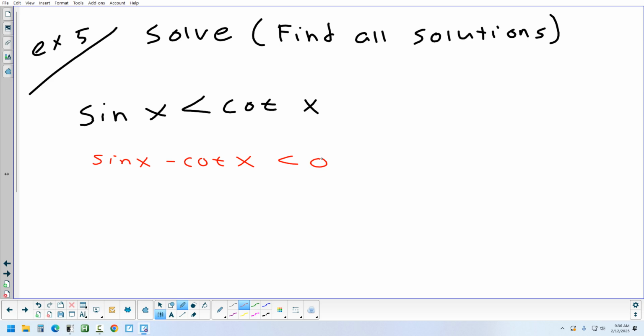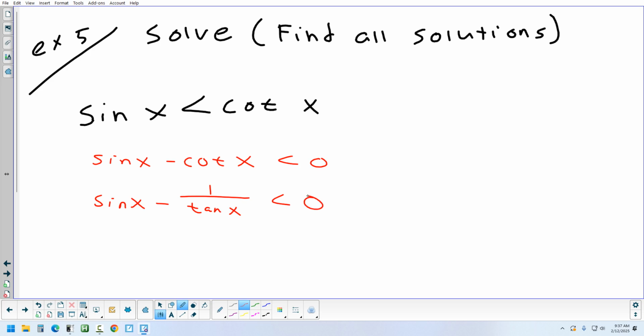Anyone else have another idea what's going to happen? Yeah? You're going to switch from cotangent to 1 divided by tangent. So change it to sine x minus 1 divided by tangent x. So when you said flip, I thought you meant reciprocal at first, which is what we have to do. Okay, we don't have a button for cotangent, so we have to rewrite it so we can type it in.